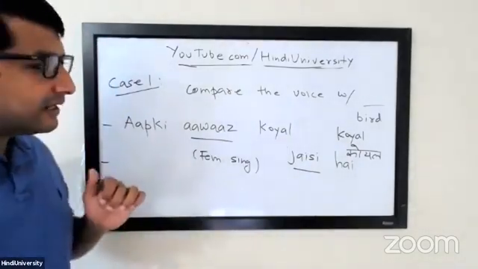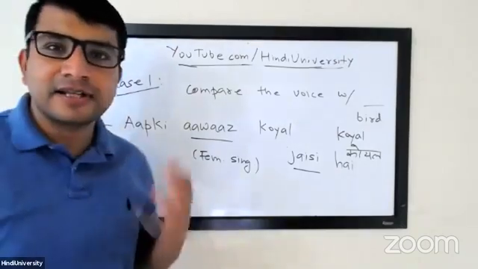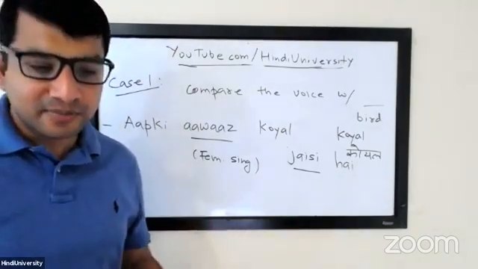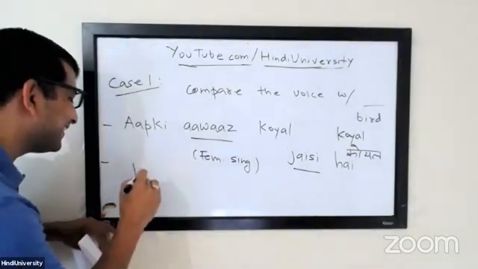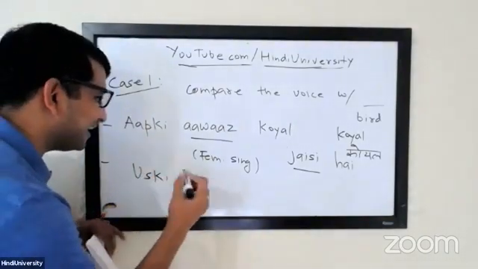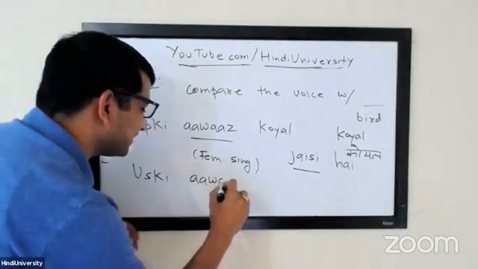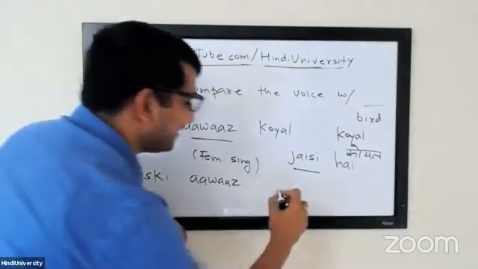Anybody would like to give it a try? Let's say the voice is really bad and it's annoying and bothering you. Can I try? Yeah, go for it. आपका आवाज, no. उसका आवाज गधा जैसे. Okay. So uski आवाज, jaisa. Say it again: उसकी, उसका, uski.